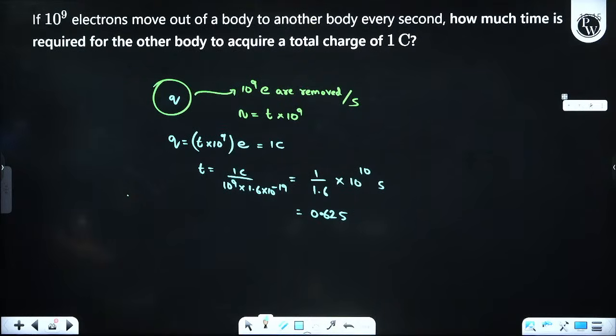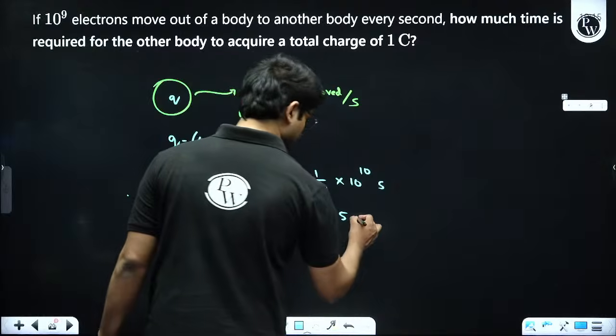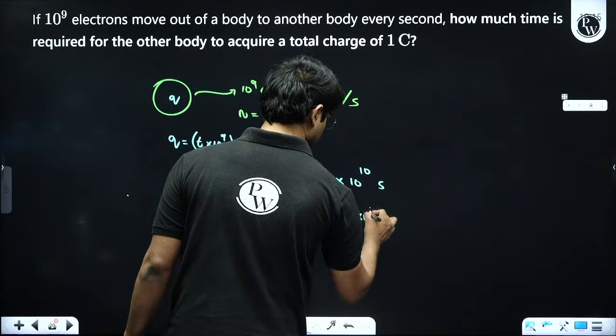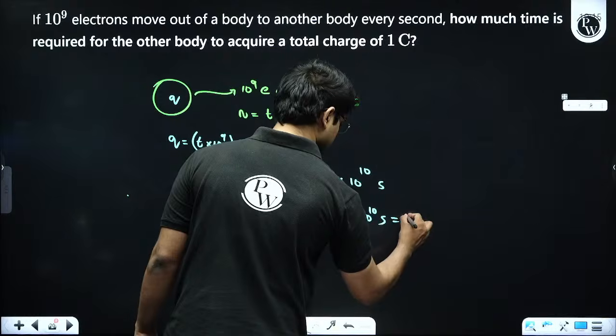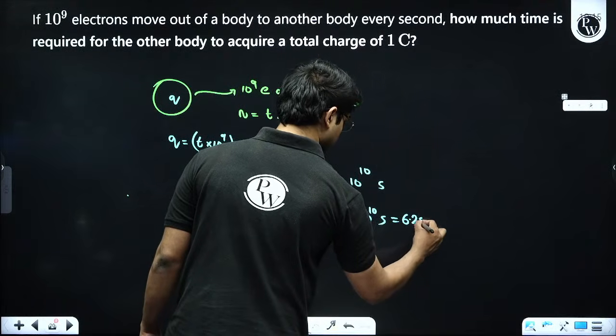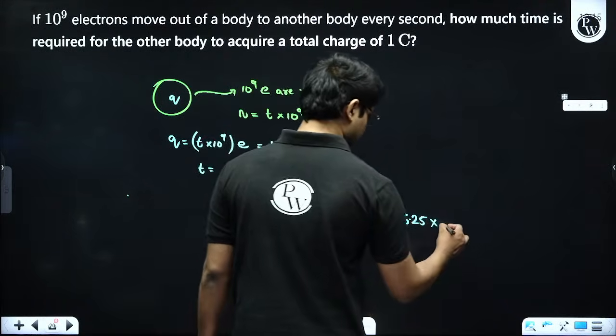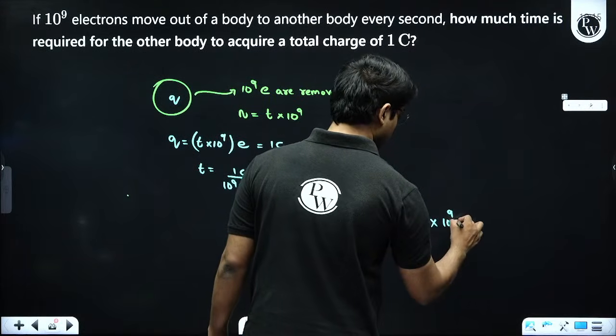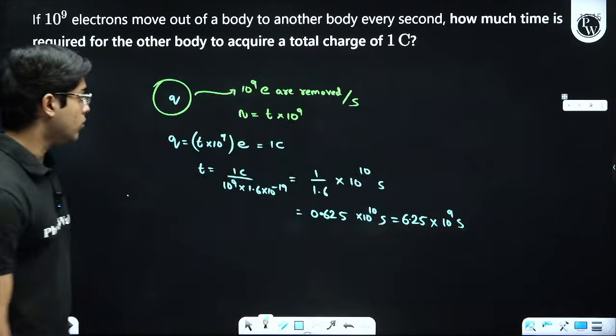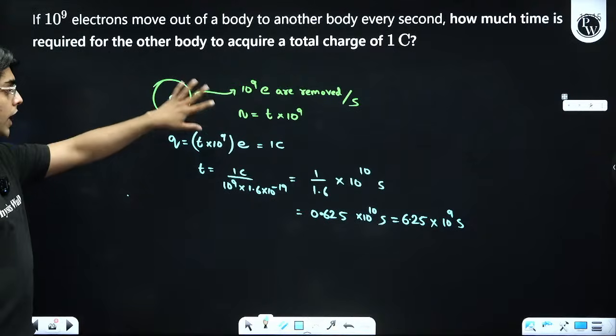Yeah, 0.625 is the answer. It is this thing into 10 raised to 10 seconds, or you can write it as 6.25 into 10 raised to 9 seconds. Okay. So it will take us this much time for the charge to become 1 coulomb.